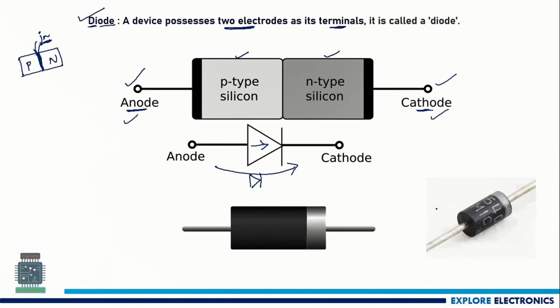And practically, if you see diodes, they will look like this. Here one end will be a silver region, the other end will be a black region. Here the black region will be the P region and this silver region will be the N region. So this will be a cathode and this will be an anode.